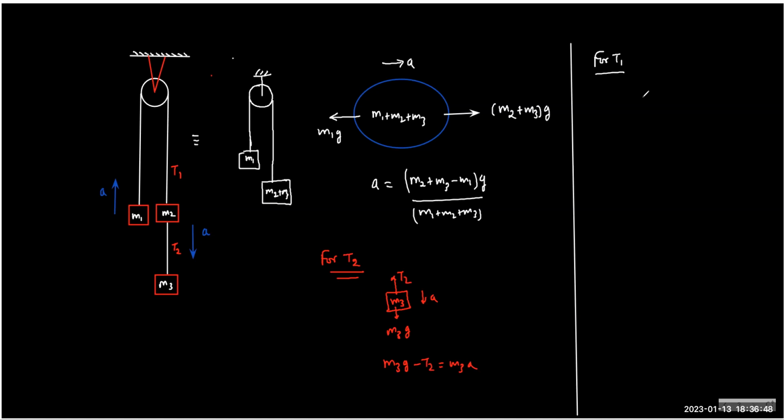Siddhant? M2. For T1, which block is the best block to draw the FBD? So M1. Very good. Now, why not M2? Because if you draw M2, the T2 will come, T1 will come, M2G will come. There are three forces. So that will make the complication more, right? We have calculated the value of T2, right?